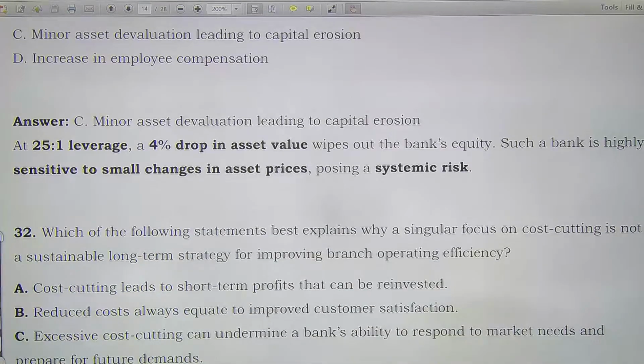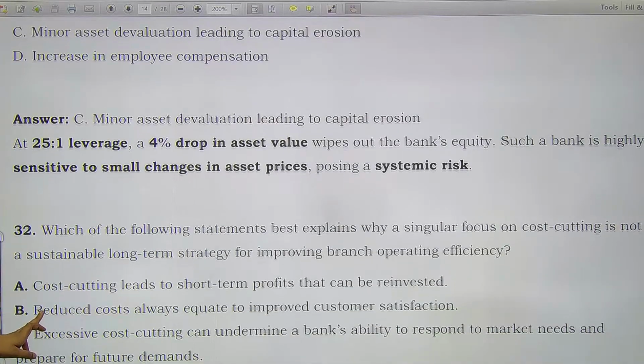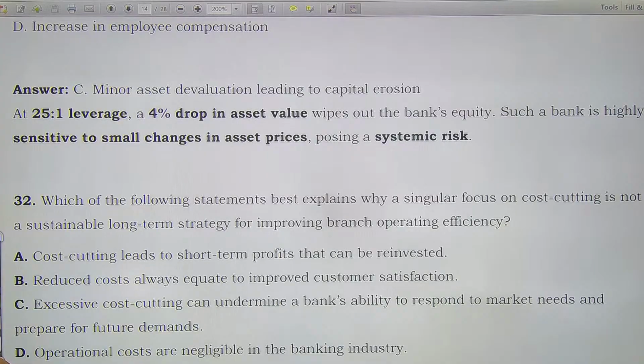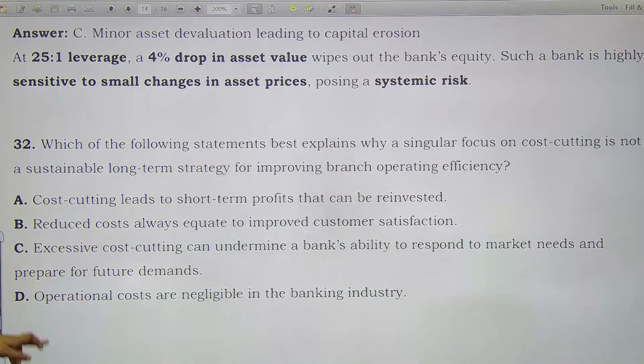Now, which of the following statements best explains why a singular focus on cost cutting is not a sustainable long-term strategy? See, cost cutting is always not good because cost cutting leads to short-term profits that can be reinvested. Reduced cost always equate to improved customer satisfaction. Excessive cost cutting can undermine the bank's ability to respond to market needs and prepare for future demand. So that is the correct thing, right? That is why cost cutting is not a very good long-term strategy.